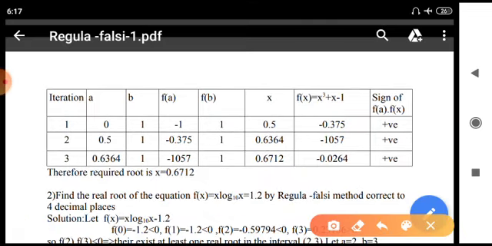b is 1. f of a has to be minus 0.1057, making a correction. Then f of b is 1. In this case, we get the x value as 0.6712, and f of 0.6712, which is f of x, we get as minus 0.0264. Again, the sign of f of a into f of x is positive, but we want only 3 approximations. So after 3 approximations, the required root is 0.6712. This is a very easy problem.